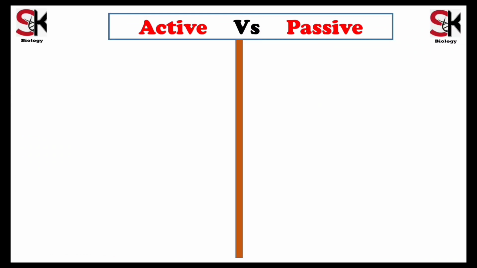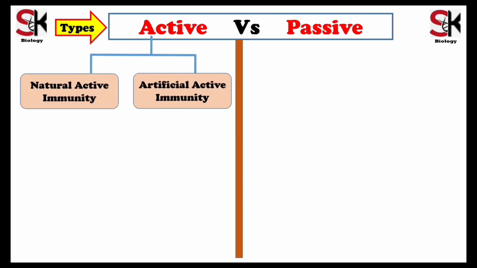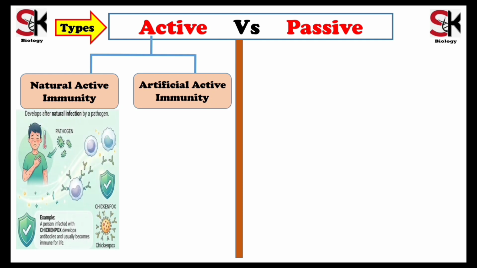Now let us understand types of active and passive immunity. First, we will discuss active immunity. Active immunity can be of two types: natural active immunity and artificial active immunity. Natural active immunity develops after natural infection by a pathogen. For example, chickenpox. A person infected with chickenpox develops antibodies and usually becomes immune for life.